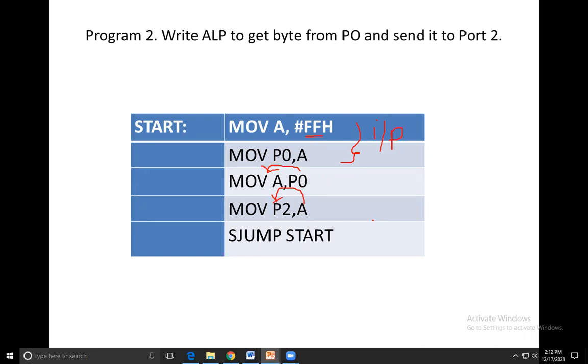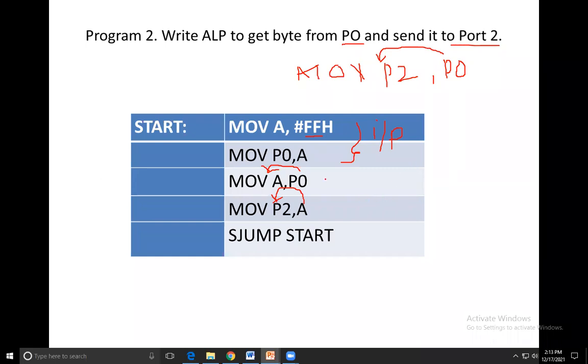So these are the restrictions of the 8051, because you cannot directly write instructions like this. Suppose I want to transfer data from port 0 to port 2. You would write MOV P2, P0, meaning transfer the data from port 0 to port 2. But such an instruction is not present in the 8051. This is the restriction of the 8051.